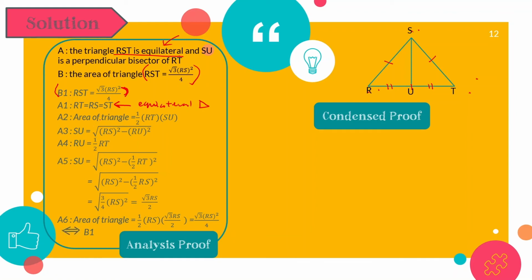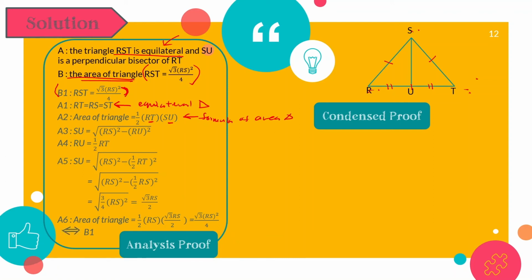So okay, we are going to the area of the triangle first. Basically from B we want to get the area of the triangle. The basic formula we are using is 1 over 2 base times height. So from here we got base RT times height SU. So 1 over 2 base times height. This is the formula of the area of a triangle.